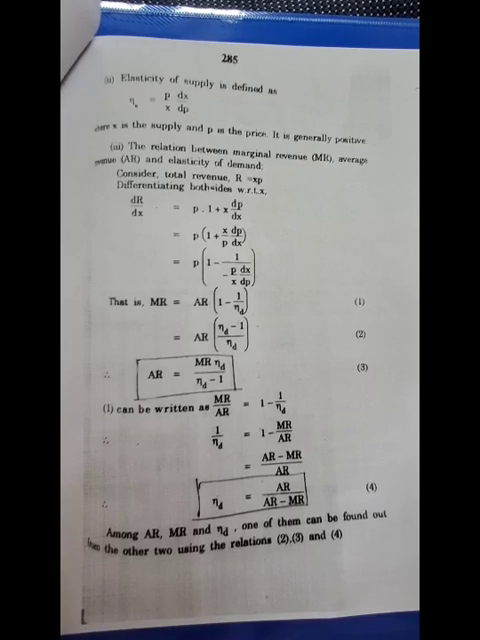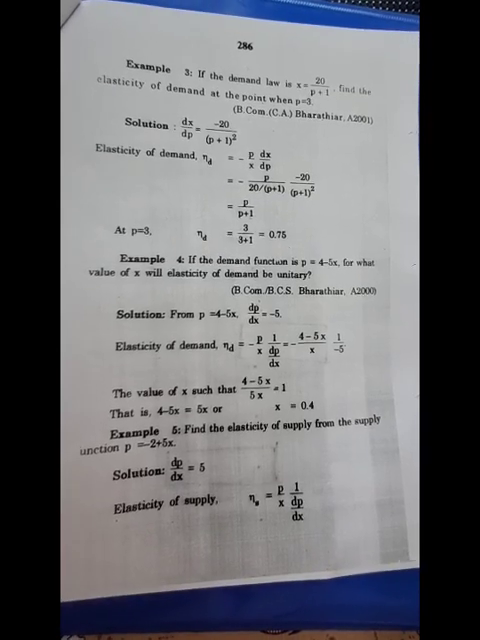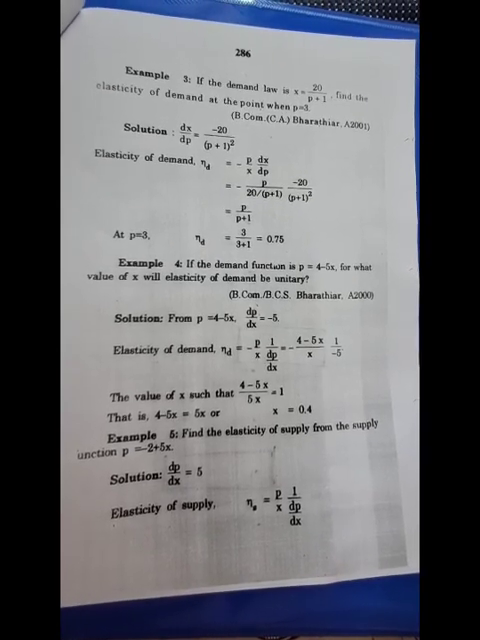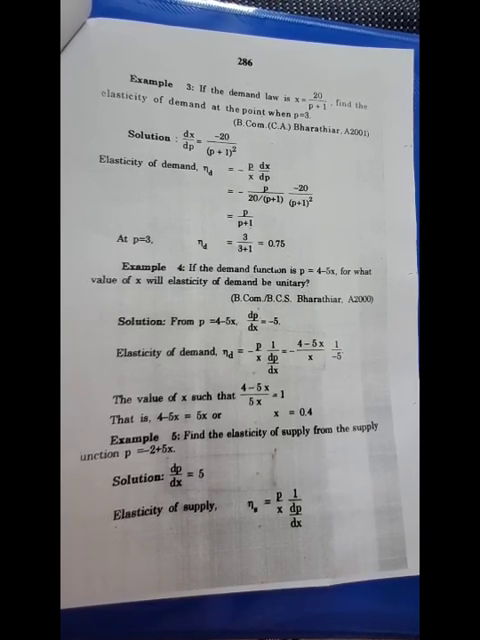Among average revenue, marginal revenue and elasticity of demand, one of them can be found out from the other two using the relation of 2, 3 and 4. Third question. If the demand law is X is equal to 20 divided by P plus 1, find the elasticity of demand at the point when P is equal to 3.